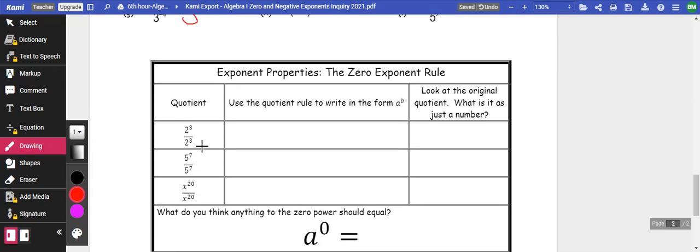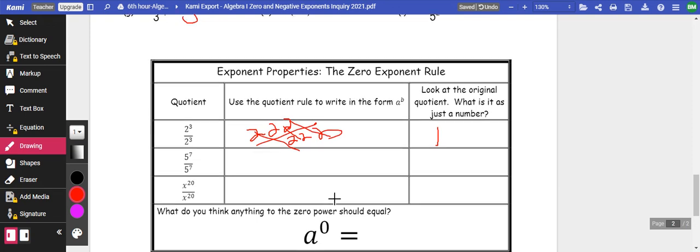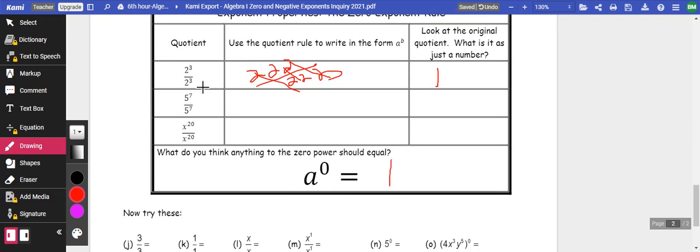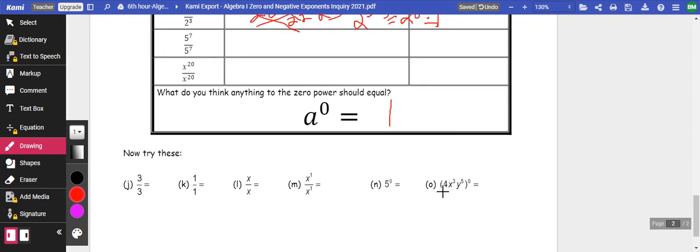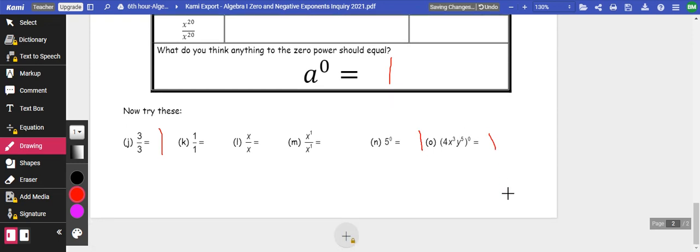So if we go 2 to the 3rd over 2 to the 3rd, remember, this is like that cancellation thing. These all cancel each other, so you are all back to just 1. That's true for any of these. So any number to the 0 power is 1. Because we also know that 2 to the 3 minus 3 equals 2 to the 0, and we know that's going to equal 1. So anything to the 0 power is 1, right? Like 3 over 3 is 1. But also 5 to the 0 power is 1. All of this raised to the 0 power is 1. That's what's important about the 0 power. It's always going to be 1. Okay, so that is it.